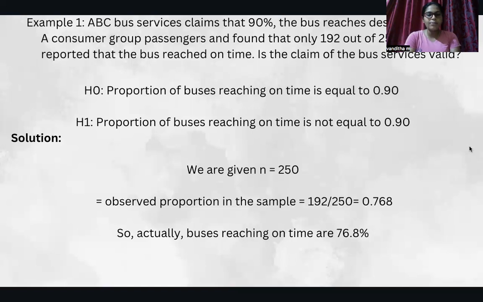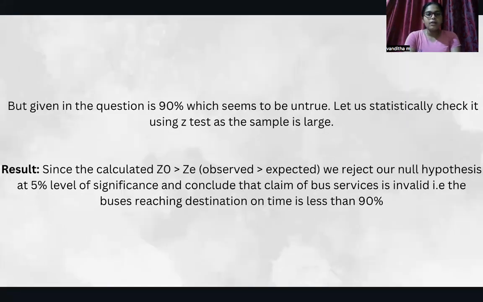The observed proportion in the sample is equal to 192 divided by 250. After calculation and simplification, we get the value 0.79768. That is the observed proportion in the sample. So actually buses reach on time 76.8% of the time. So the average percentage that a bus will reach on time is 76.8%. But in this question, it is 90%, which seems to be untrue. So there is no chance of 90%, which is usually defined as untrue.